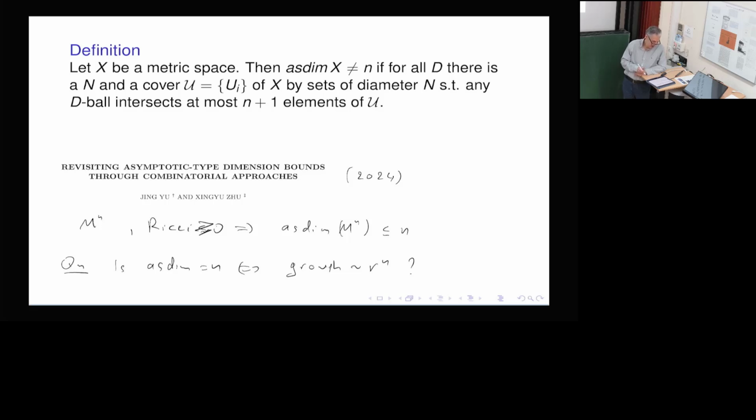Okay. So this implies that the growth is small, but you don't have bounded geometry. If you have bounded geometry, a bounded geometry manifold can be approximated by a graph. But if you don't have bounded geometry, you cannot approximate by a graph, so it doesn't follow automatically, but it is still true. However, there is still something that is unknown in this case, which is still open: is asymptotic dimension n equivalent to growth r to the n? Okay?